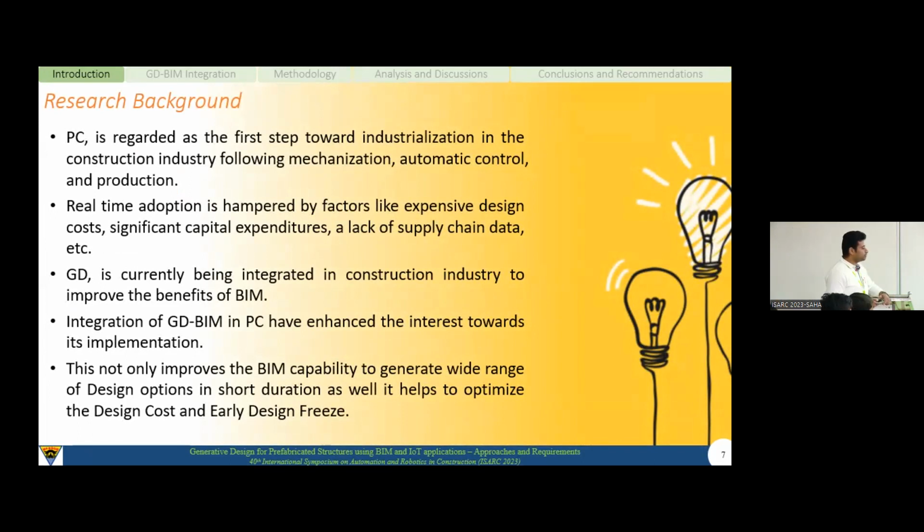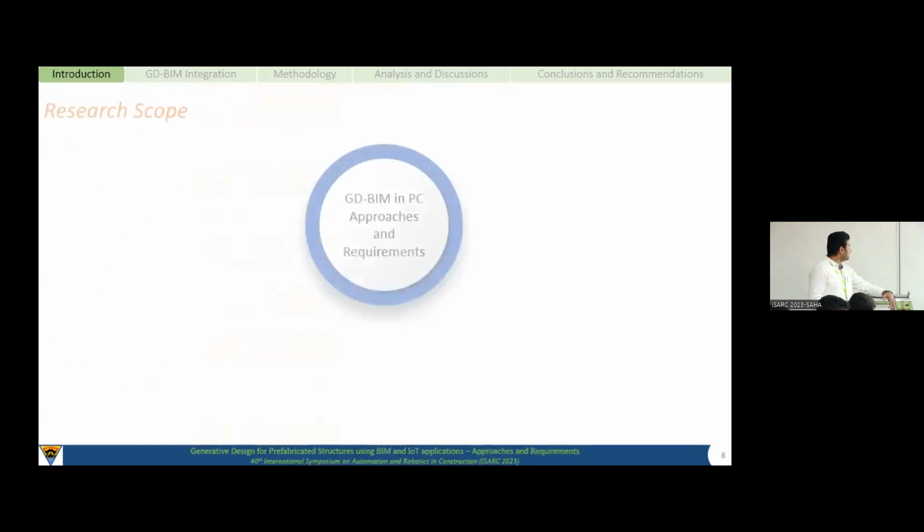And this integration of GD and BIM in PC could enhance the interest towards its implementation. This not only improves the BIM capability to generate a wide range of designs in a short duration, it also helps to optimize the design cost and, of course, the early design freeze. When it comes to prefabricated construction, it is mandatory to have the early design freeze concept.